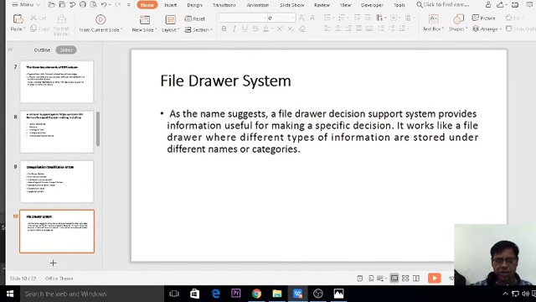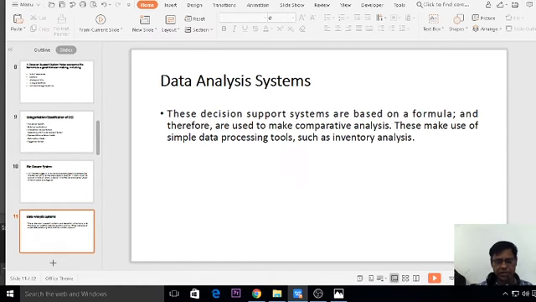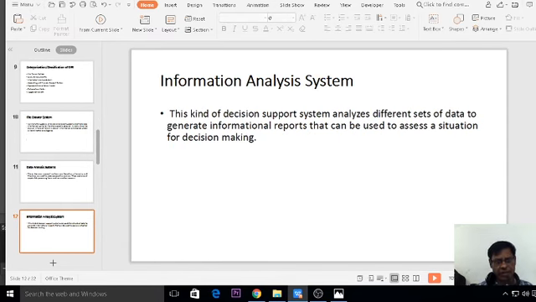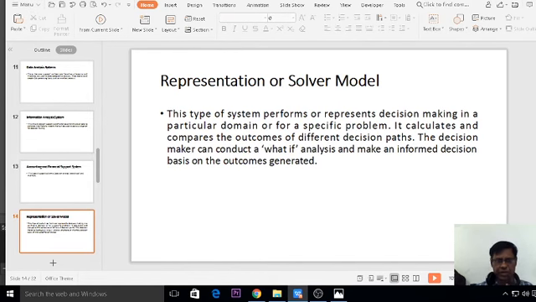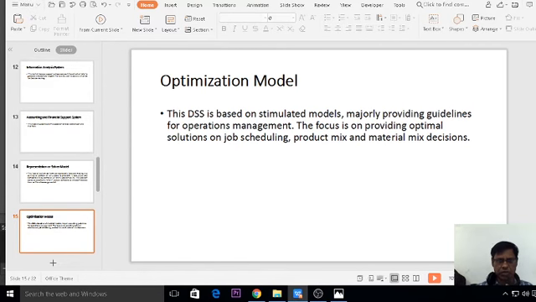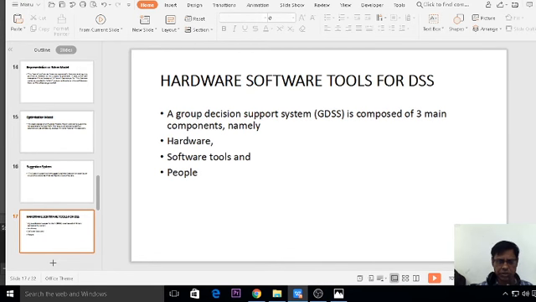So this content is about what is file driver system, what is data analysis system, and information analysis system, kinds of decision support system. Accounting and financial system, I told you, is cash and inventory. And representation of solver is how the problem is going to be solved according to the situation. We are going to optimize the model, and then the suggestion system.